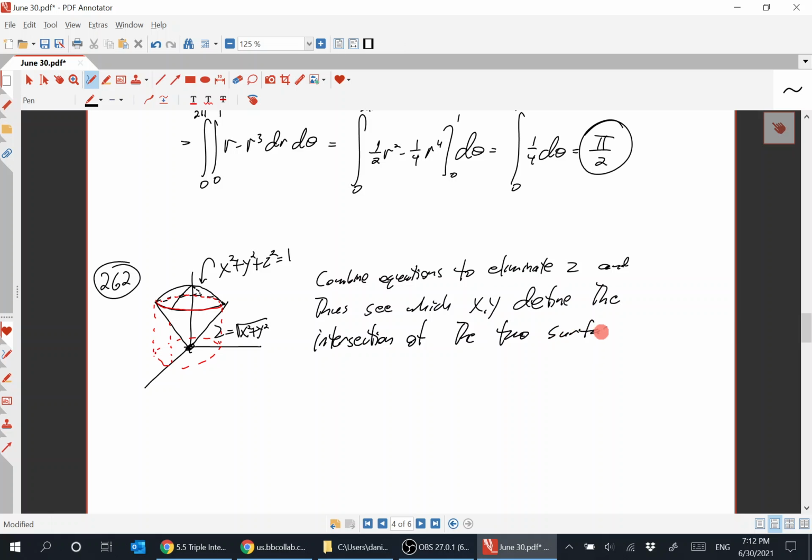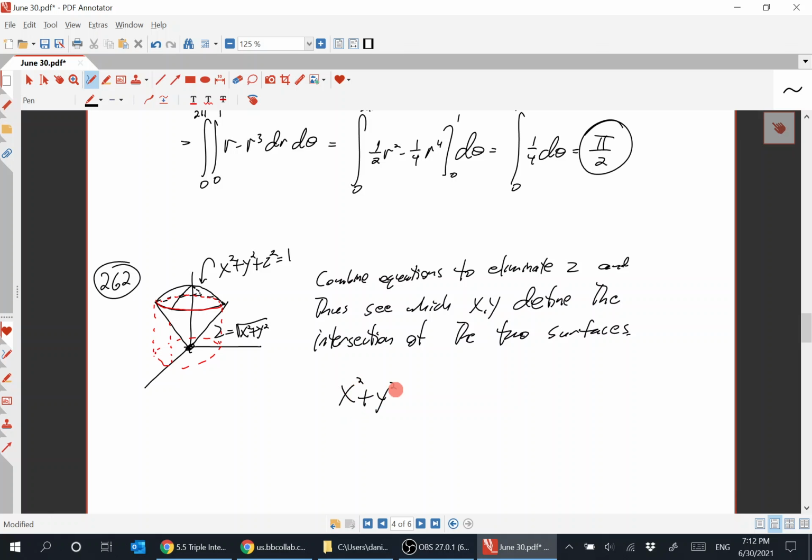Right, so we have one surface is the cone, the other surface is the sphere, and we're interested in where those guys meet. One surface is given by an equation in x, y, and z. The other surface is given by an equation in x, y, and z. If you can combine those equations and eliminate z, then you're in business. Here you just have an expression for z. Z is equal to square root x squared plus y squared.